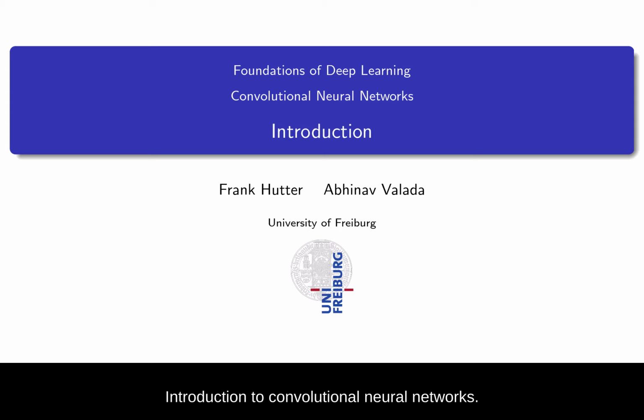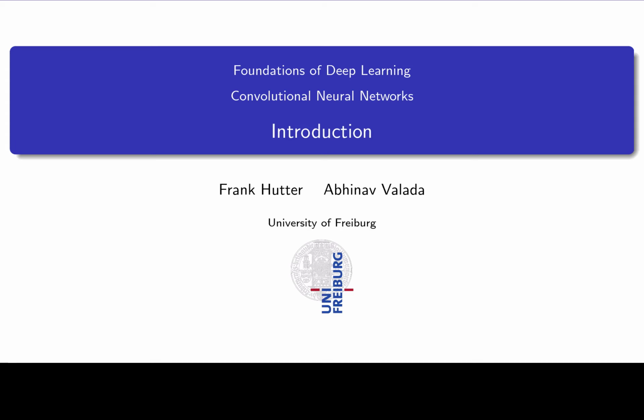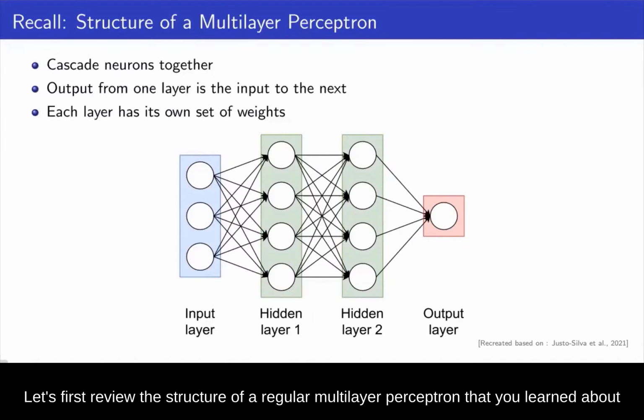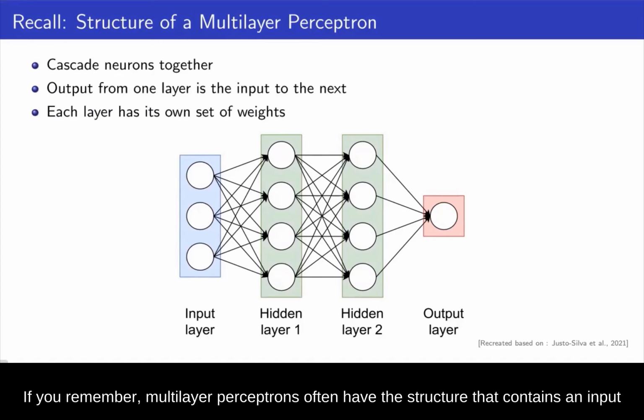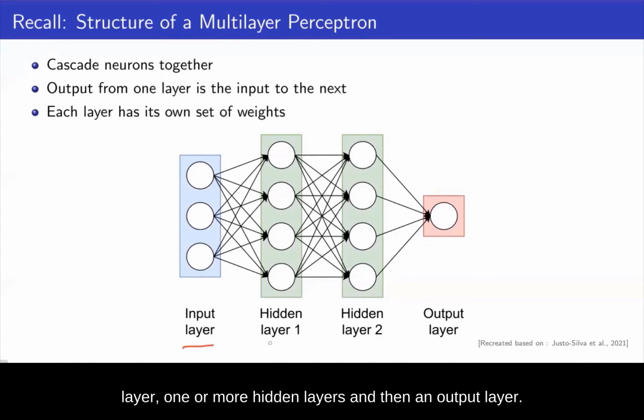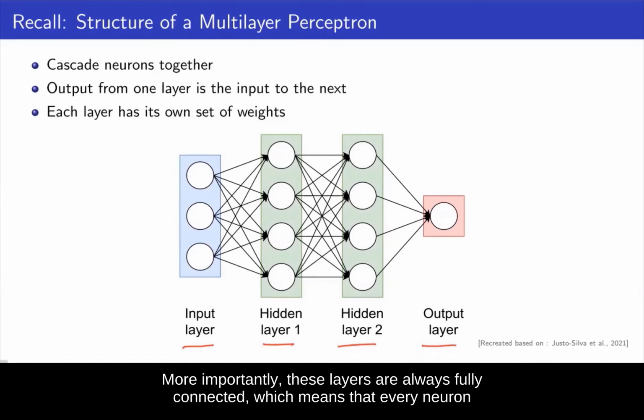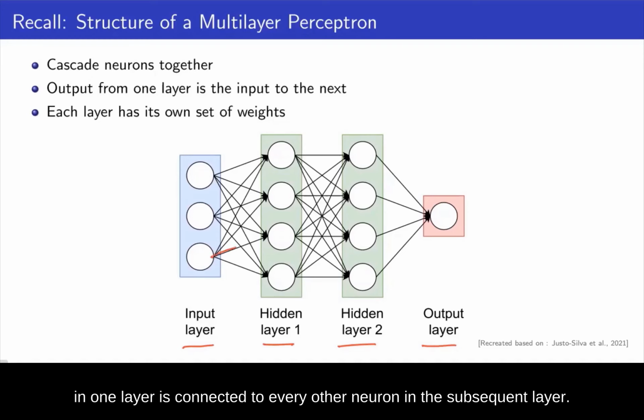Introduction to convolutional neural networks. Let's first review the structure of a regular multi-layer perceptron that you learned about a few lectures ago. If you remember, multi-layer perceptrons often have this structure that contains an input layer, one or more hidden layers, and then an output layer. More importantly, these layers are always fully connected, which means that every neuron in one layer is connected to every other neuron in the subsequent layer.